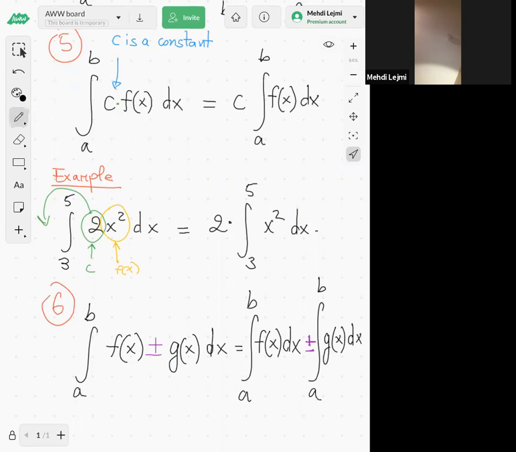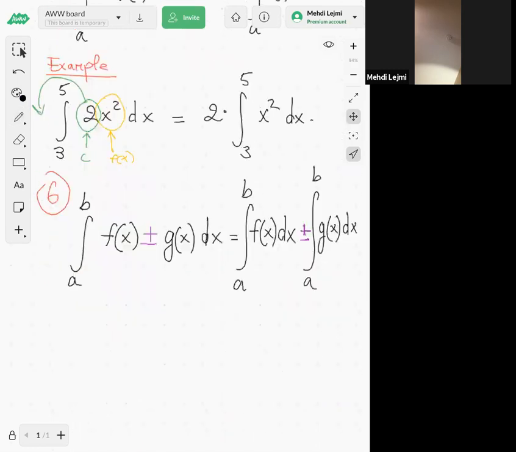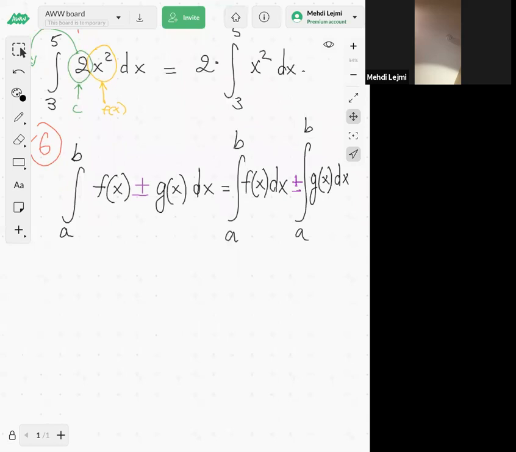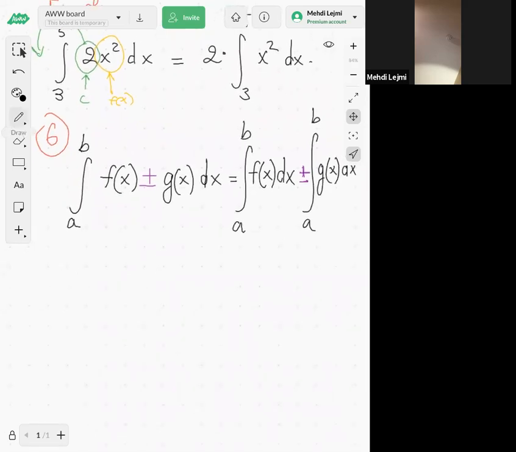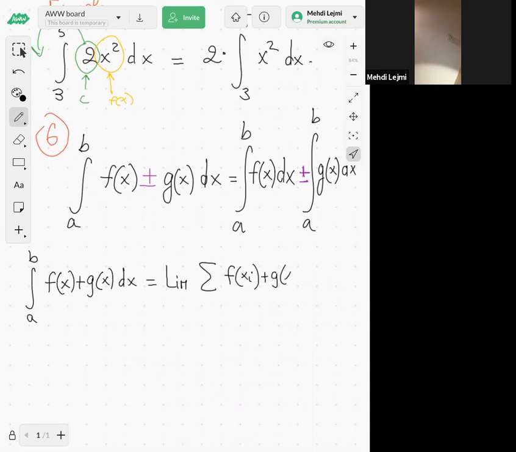Okay. And again, this is just from the definition. So, it's just one line here. You have this integral from a to b of f of x plus g of x dx. By definition, you have this limit of a sum, and then you have f of xi plus g of xi. That's my function, f plus g, f of xi plus g of xi. And then you have this times delta x. Now you can just distribute.